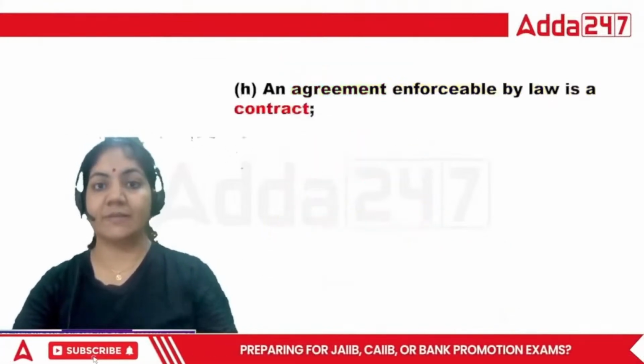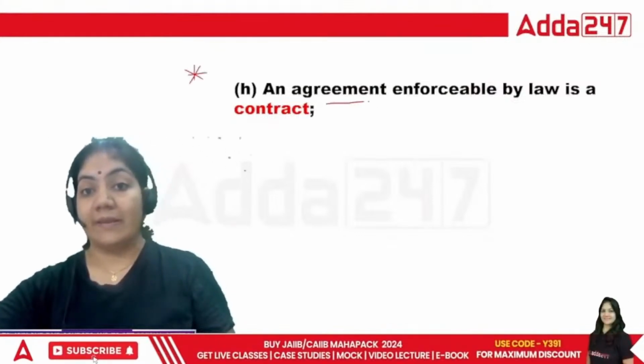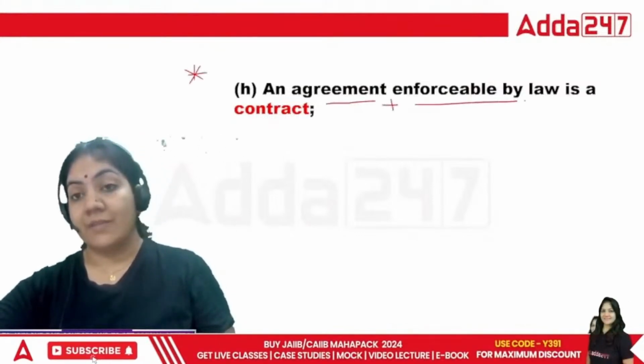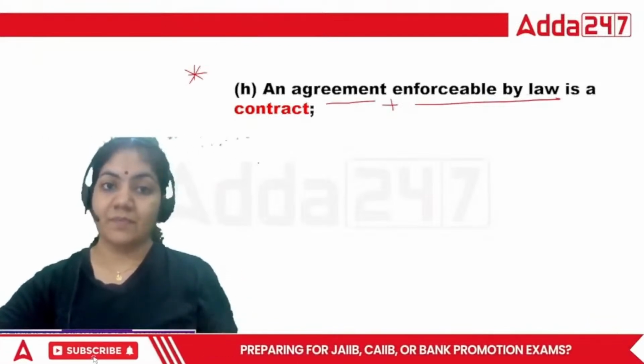Done? Next, what is contract? So I think this is the best example. An agreement enforceable by law. That is simply written. That is called what? Contract.